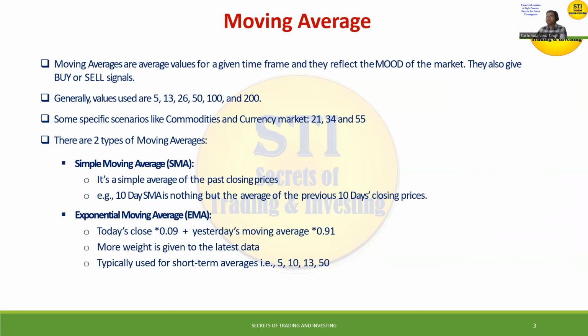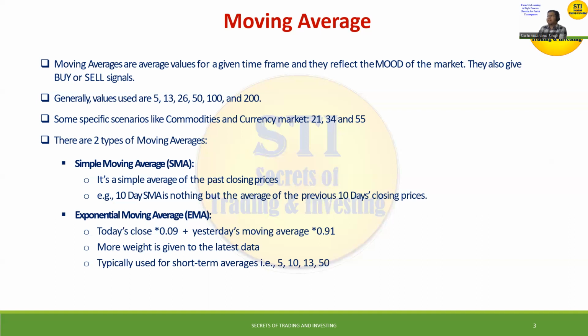Depending on these values, when we select, for example, moving average 5, that means it will show the average value of the last 5 periods. The period could be anything. If we are looking at the 1 hour chart, it will show the average value of the last 5 hours. If we are selecting the daily chart, it will show the average of the last 5 days. That is how it works.